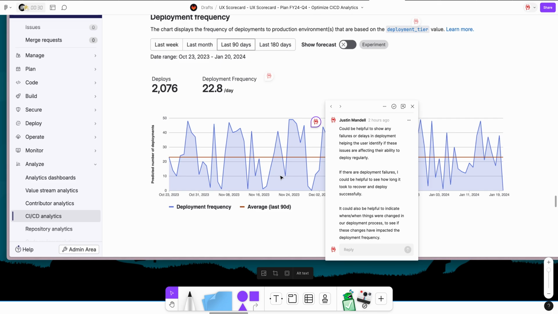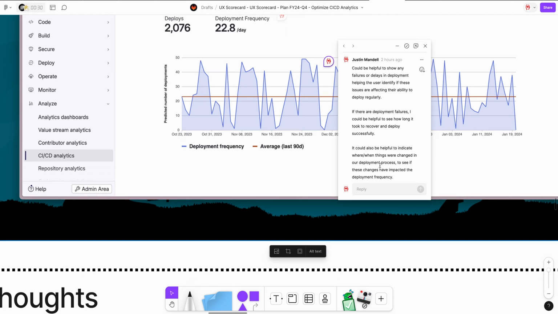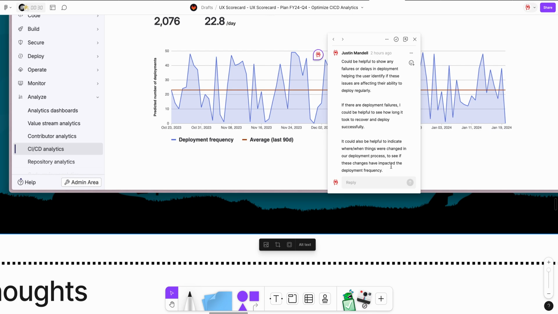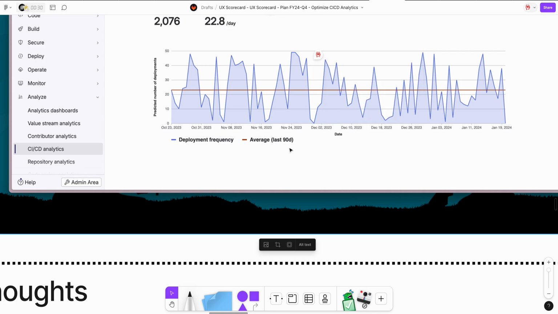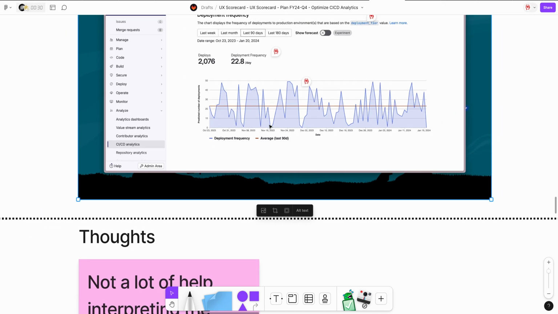And then I have a few ideas on what we might be able to add to this chart in order to help it. So it'd be helpful if we could show failures or delays in deployment, helping the user identify if these issues are affecting their ability to deploy regularly. If there are deployment failures, it could be helpful to see how long it took to recover and deploy successfully. It could also be helpful to indicate when things were changed in our deployment process. So maybe we changed how we did something right here, and now everything got better. Wouldn't that be cool? And then we changed it back and things got worse. Somehow mark those process changes or team changes or holiday changes or whatever the case may be on here.